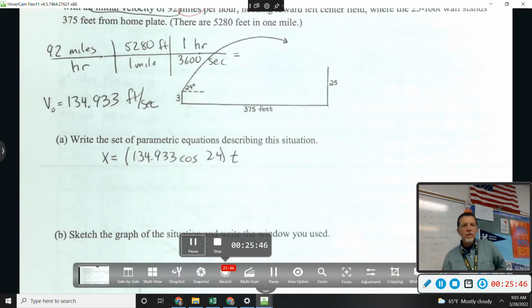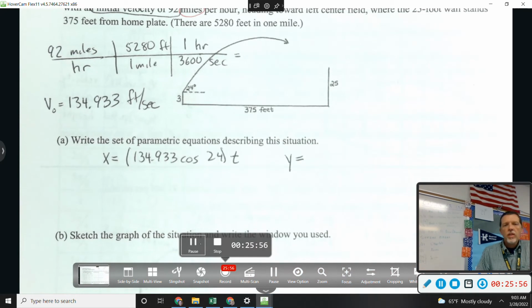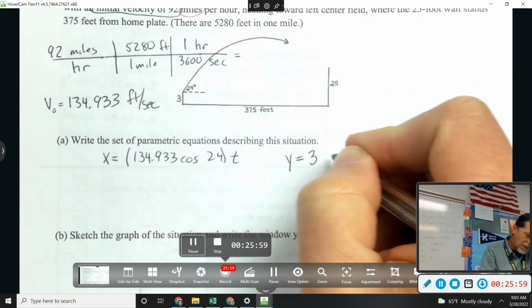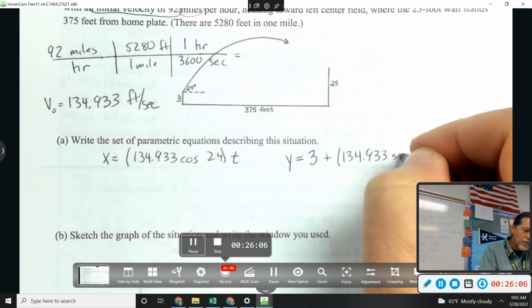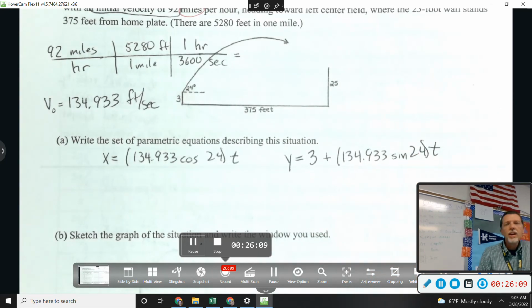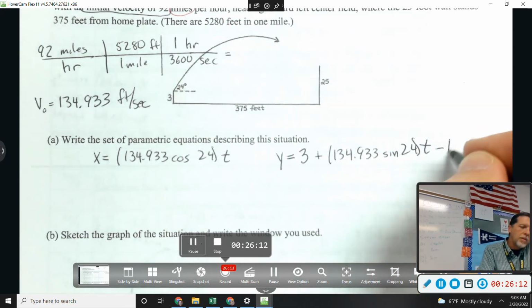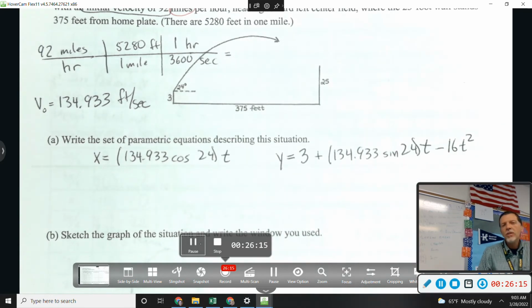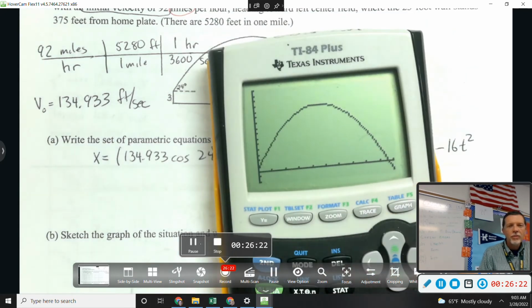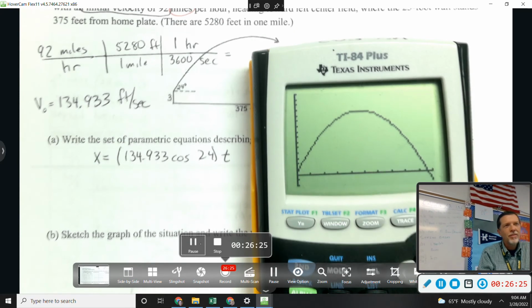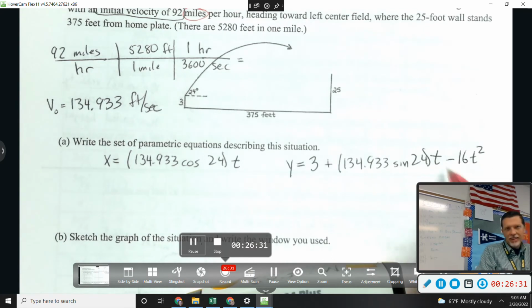So my x coordinate is 134.933 cosine 24 times t. Y coordinate, well, we start at 3 plus 134.933 sine 24 t, and then minus 16 t squared. I guess the good news is if you really messed up something on here, you would notice it when you went to the graph. It wouldn't look like a parabolic path. It is always a parabolic path for us because we're always going to have a minus 16t squared at the end.